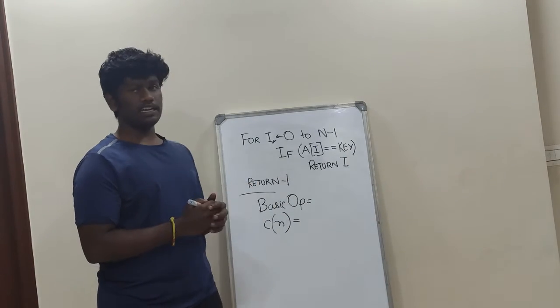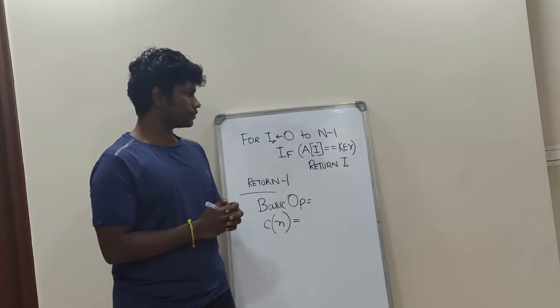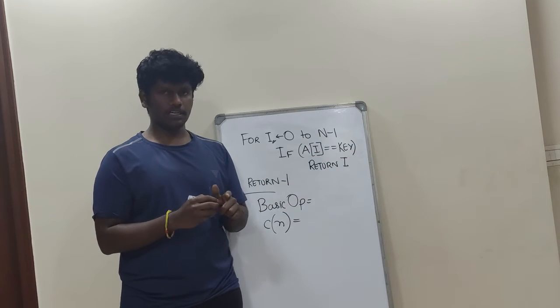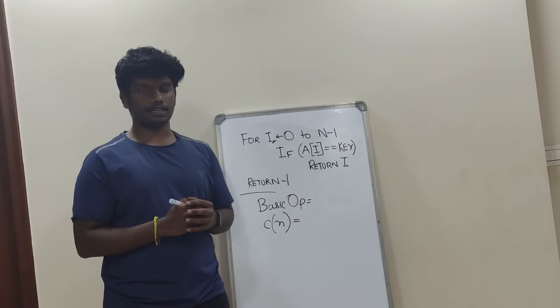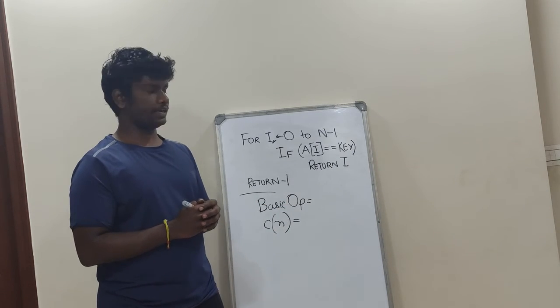This minus 1 indicates that the element which I am trying to find is not present. Now that we got to know the algorithm, how it works, we will try to find the time complexity using the theoretical method. First, we'll try to find the basic operation which we are doing.